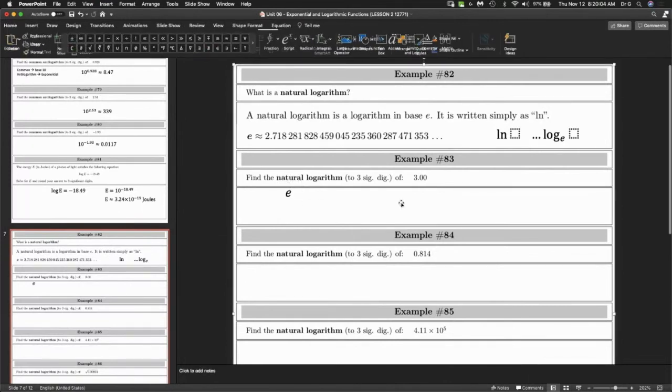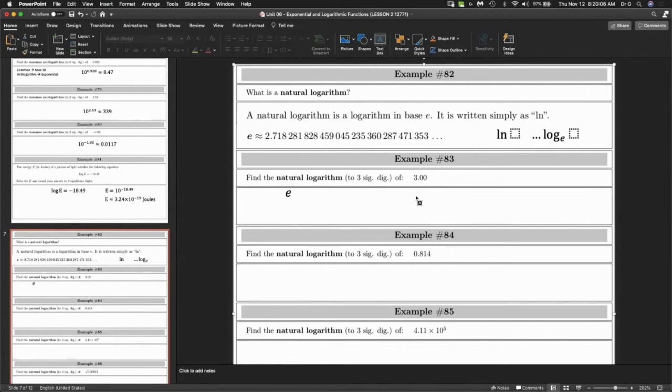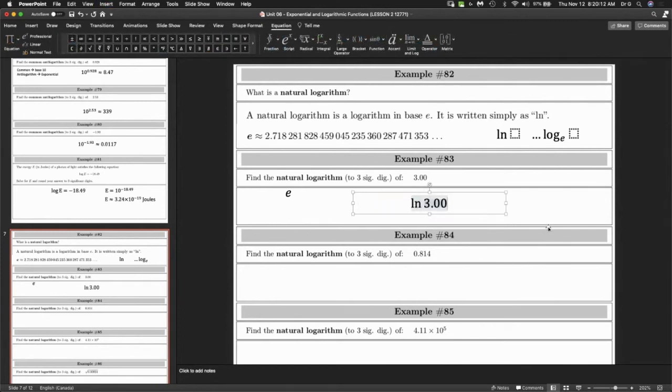There we go. So let's find the natural logarithm of a few numbers, and this is really just about, can you find the button on your calculator? So ln of 3 is going to equal what? What does ln of 3 equal?